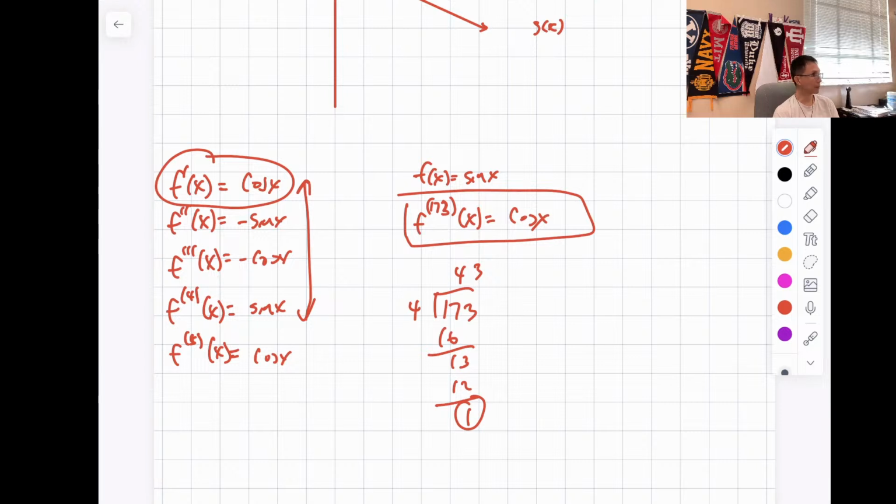Any questions? Why do you divide by 4 again? Because every 4 times it's gonna repeat itself.